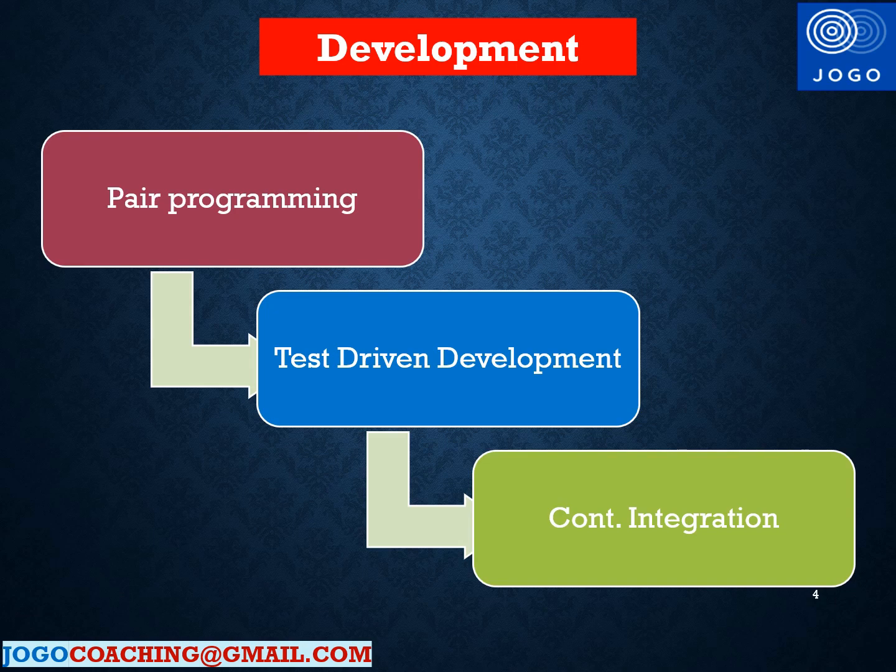The third phase in SDLC is development phase. Pair programming is one of the engineering practices followed in this phase. Two developers will work together at one computer to write the code. This will help to improve the code quality because if one person writes the code, another person will verify it. And it will improve the knowledge sharing and collaboration.